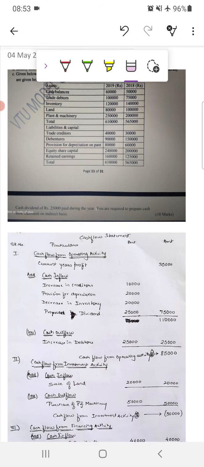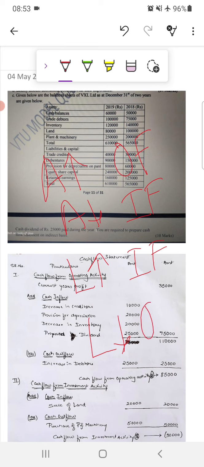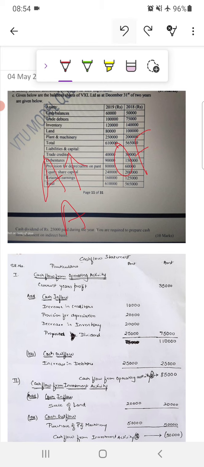Now when asset increases, it is outflow. When asset decreases, it is inflow. When liability increases, it is inflow. When liability decreases, it is outflow. So you have to remember these points as well. Now let's begin with the solution.